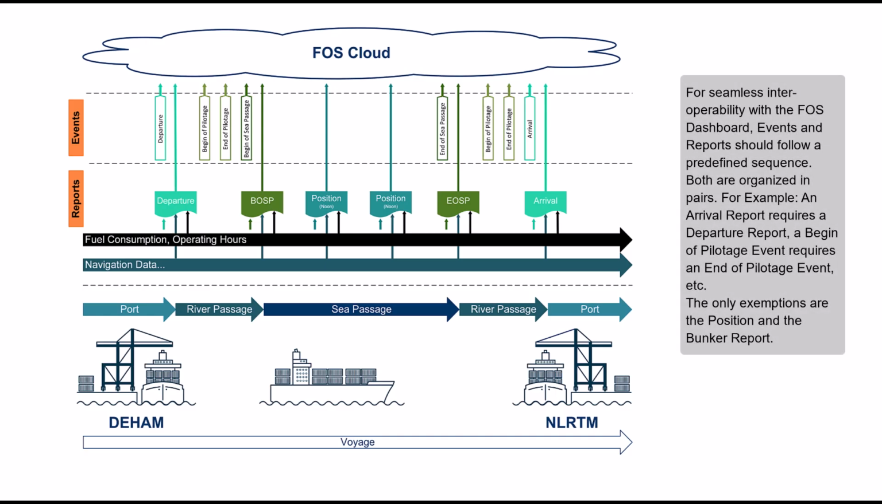For seamless interoperability with the FOS dashboard, events and reports should follow a predefined sequence. Both are organized in pairs. For example, an arrival report requires a departure report, a begin of pilotage event requires an end of pilotage event, etc. The only exemptions are the position and the bunker report.